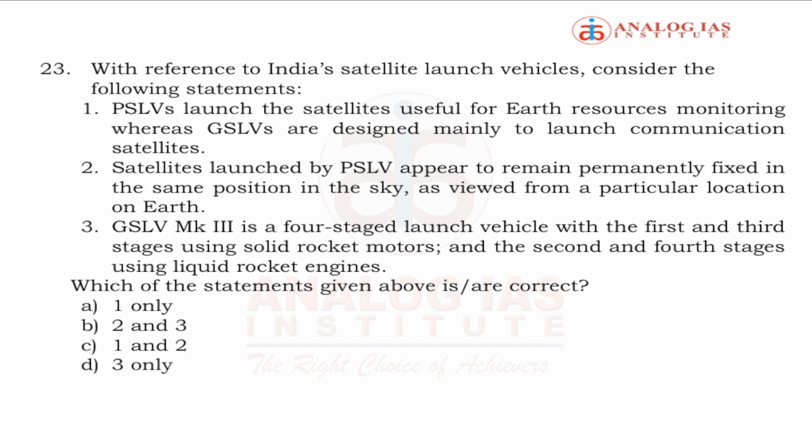They can travel to a distance of 35,786 kilometers away from the surface of the Earth, which is your geosynchronous or geostationary orbit around the Earth. So that is the destined orbit for communication satellites or the INSAT series of satellites. So GSLV is in general used to launch communication satellites. So statement number 1 seems to be very appropriate. Moving on to statement number 2, satellites launched by PSLV appear to remain permanently fixed.